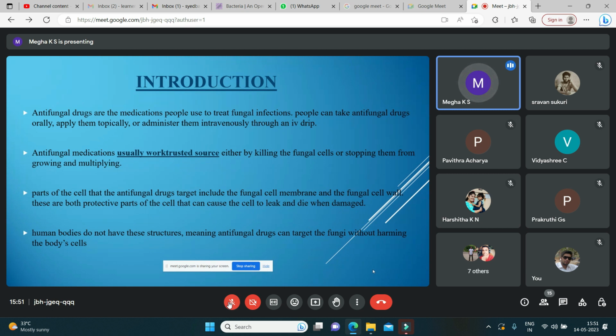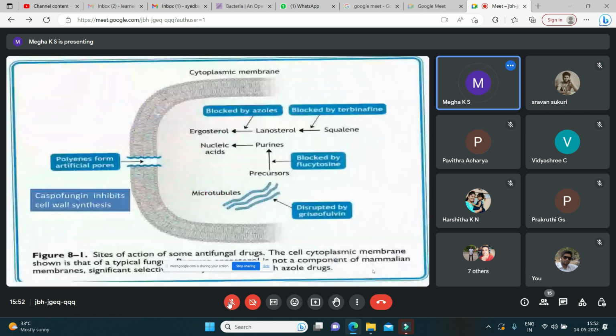Antifungal medications usually work either by killing the fungal cells or stopping them from growing and multiplying. Parts of the cells that antifungal drugs target include the fungal cell membrane and the fungal cell wall. These are both protective parts of the cell that can cause the cell to leak and die when they're damaged. People's bodies do not have these structures, meaning antifungal drugs can target the fungi without harming the body cells.